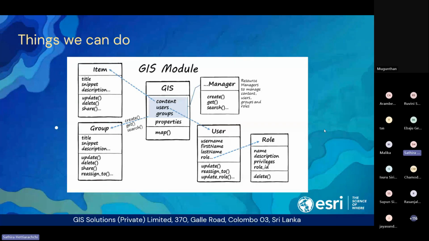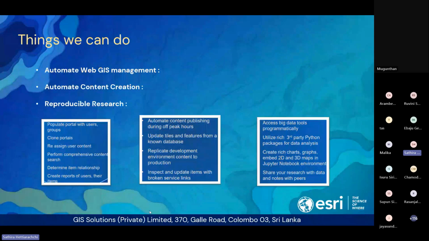Okay, I told you. The important thing is that this API is the automation of WebGIS management, right? And the automation of content creation. So what does this automation stand for? Let's take a simple example. Picture yourself as a stranger in a rainforest. Using this API helps us monitor biodiversity, track deforestation, and manage protected areas, right?